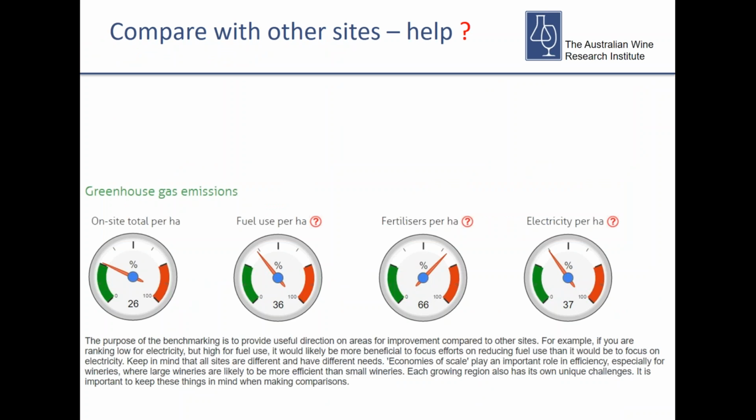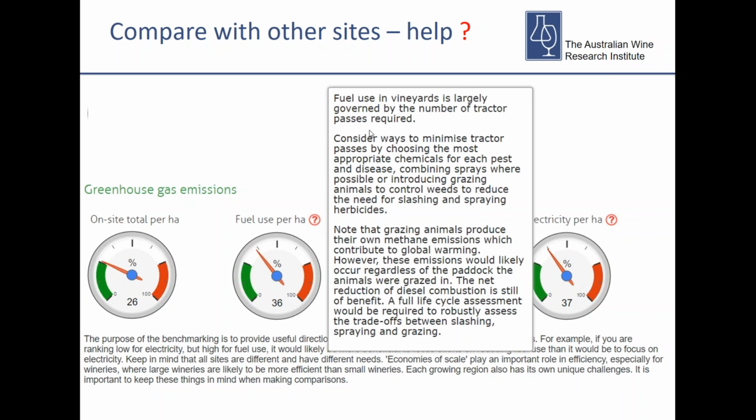Now just remembering, all throughout the benchmarking reports and all of the reports, there are these little red question marks. If you hover over those, some tips and tricks appear there. So for example, in the greenhouse gas emissions, there's information for each of these ones about how you might consider changing your fuel use per hectare.